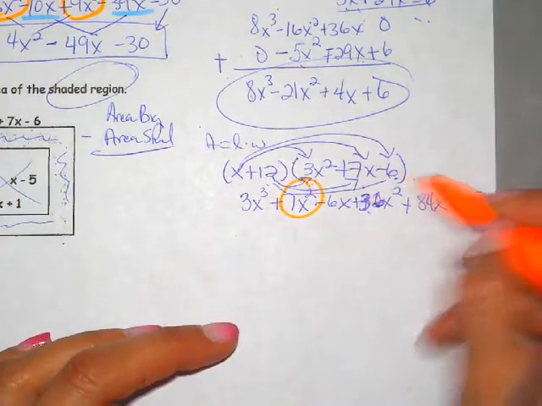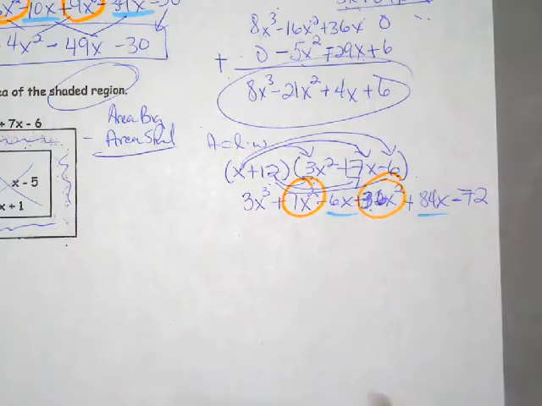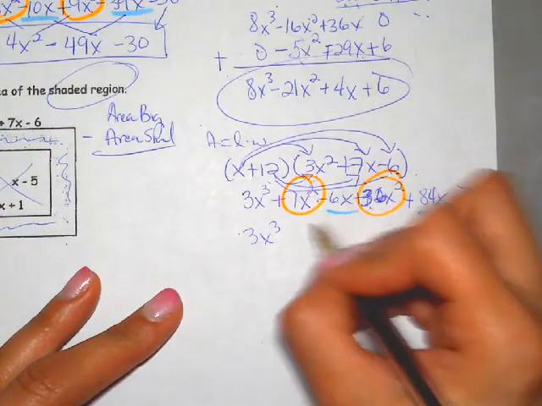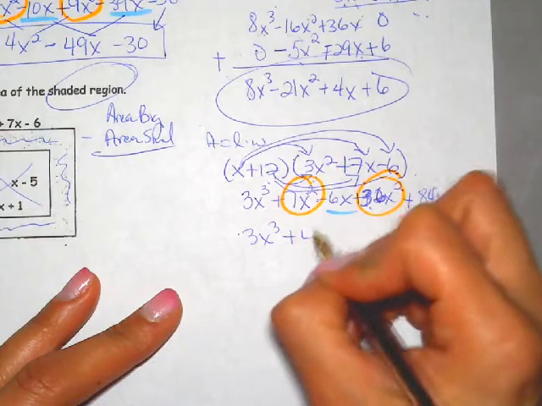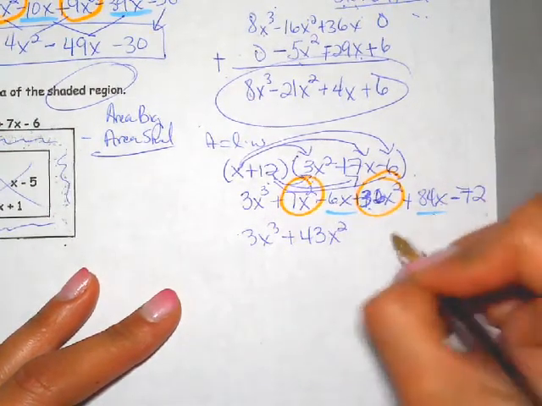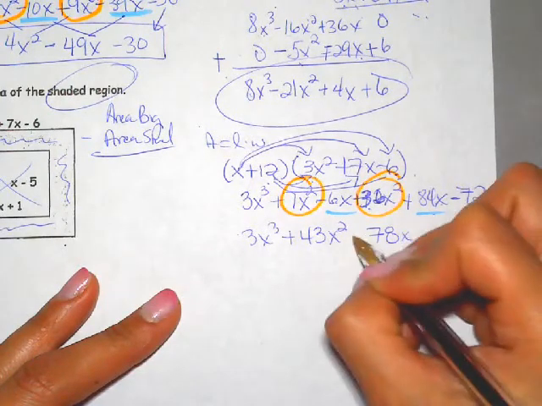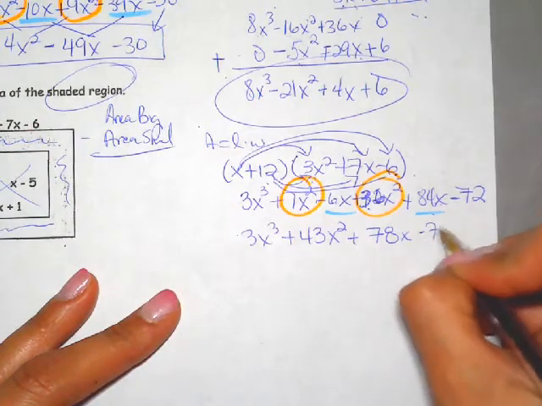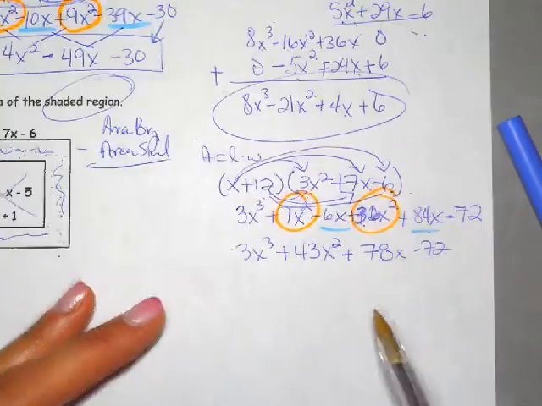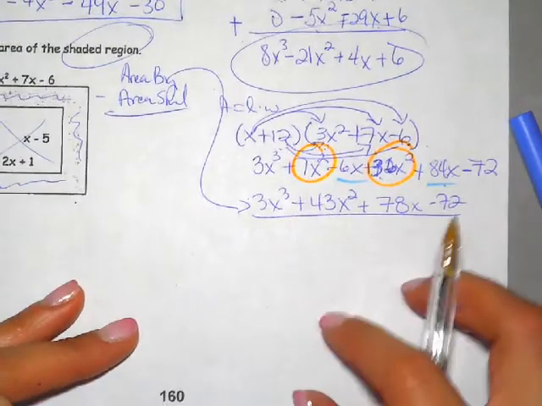All right, find like terms. This is an x squared. This is an x. No other x to the third power. Bring that down. Together, same signs, add. So that's a 43. And then different signs, subtract. So 78 and -72. Does that look right? It looks right. There is the area of the big rectangle.